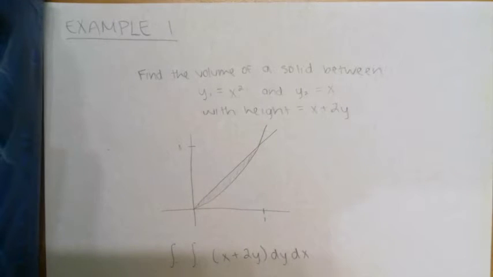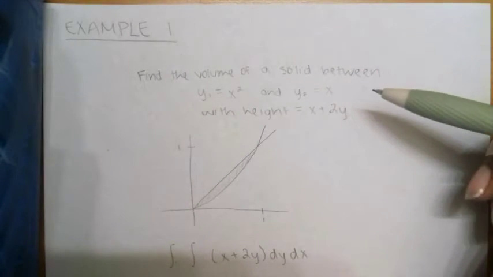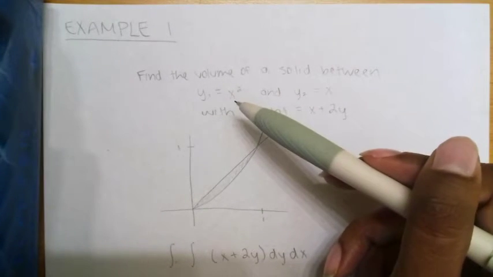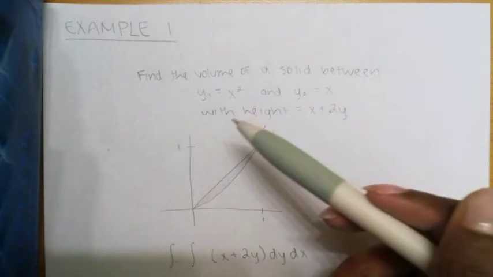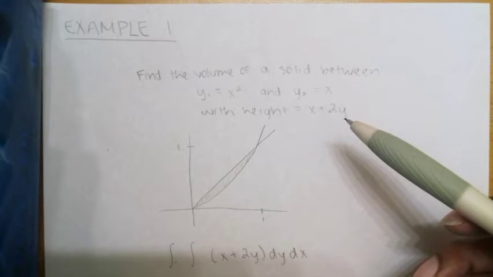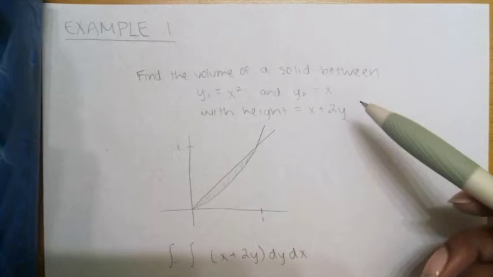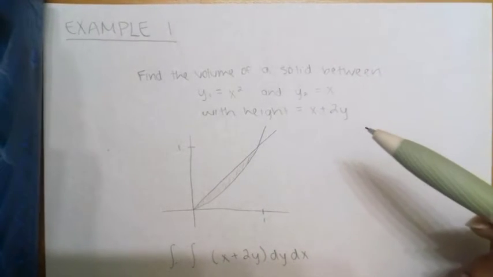Alright, so this is an example of finding the volume using double integrals. So here we're going to be finding the volume of a solid between the two functions y equals x squared and y equals x, and they give us a height of x plus 2y. And so we see that the height is in terms of x and y, and since they already give us a height, we don't have to compress it.